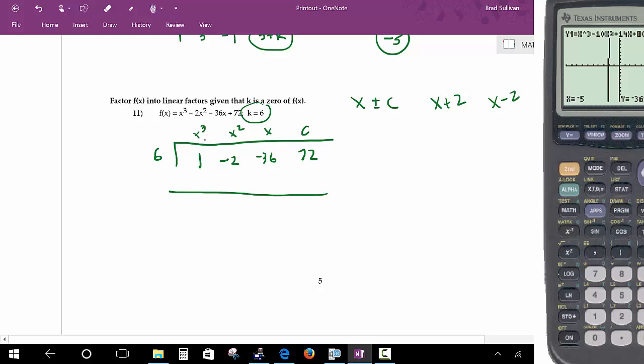Now, just go ahead and do the synthetic division. So that's going to be, bring down the 1. 1 times 6 is going to be 6. Add the column, that's 4. Multiply, that's 24. Add the column, that's negative 12. 6 times negative 12 is negative 72. So we got a remainder of 0. The remainder is equal to 0.